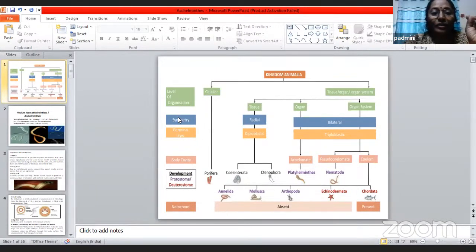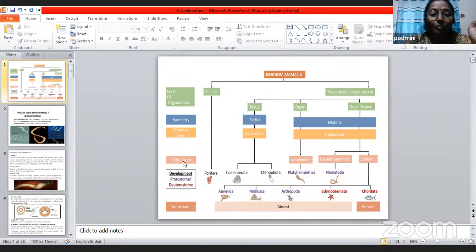Then when we talk about symmetry, whether it is radial symmetry or bilateral symmetry, under radial symmetry we talked about cnidarians and ctenophores. Then for the germinal layers, that is the ectoderm, the mesoderm, and the endoderm, we talked about diploblastic and triploblastic. Diploblastic animals have only 2 germ layers, the ectoderm and the endoderm, with no mesoderm. Triploblastic animals have all 3 germ layers: the ecto, meso, and the endoderm.